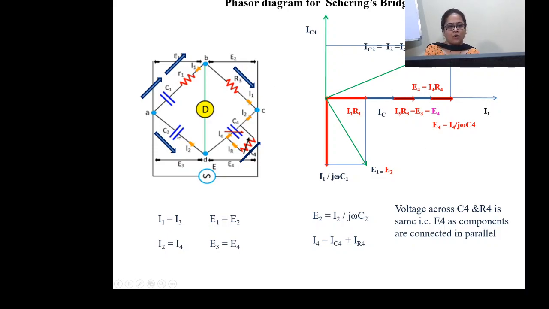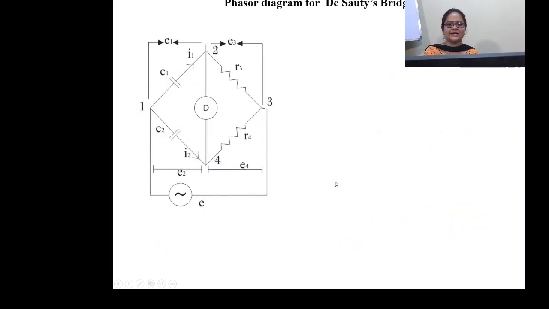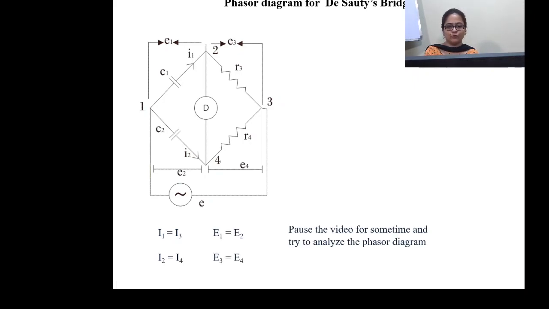Okay, all the currents and voltages have been drawn except for the resultant voltage denoted by E, that is E1 plus E2 and E3 plus E4. I hope Schering's bridge is clear to all of you. Let us move towards the next bridge, that is de Sauty's bridge. De Sauty's bridge is again used to measure the unknown value of capacitance. Similarly, I1 is equal to I3, I2 equals to I4, E1 equals to E2, E3 equals to E4.